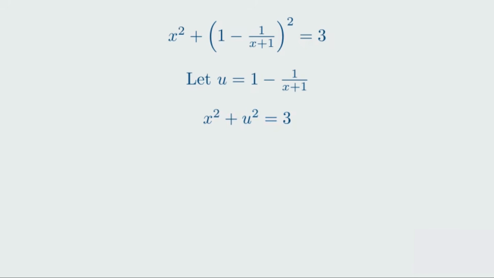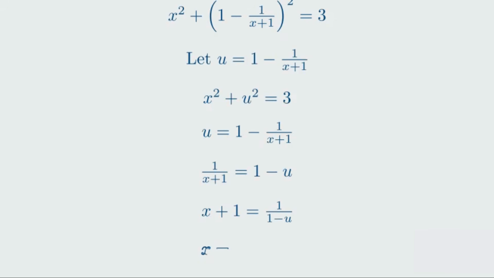To solve this, we need to find another relationship between x and u. We can get this by rearranging our substitution equation. Let's start with u equals 1 minus 1 over x plus 1. If we solve this for 1 over x plus 1, we get 1 over x plus 1 equals 1 minus u. And if we solve for x plus 1, we find that x plus 1 equals 1 over the quantity 1 minus u. Finally, we can find an expression for x in terms of u. x equals 1 over the quantity 1 minus u, minus 1. This is our second important equation.